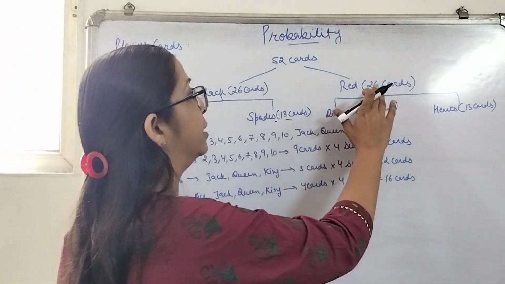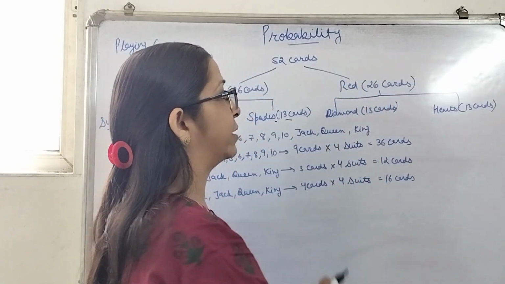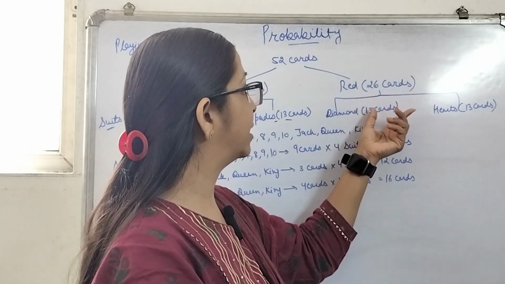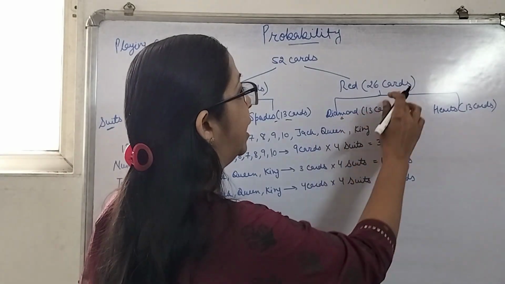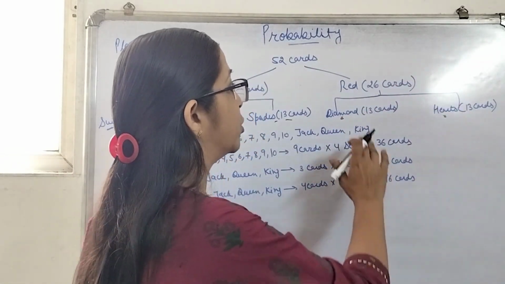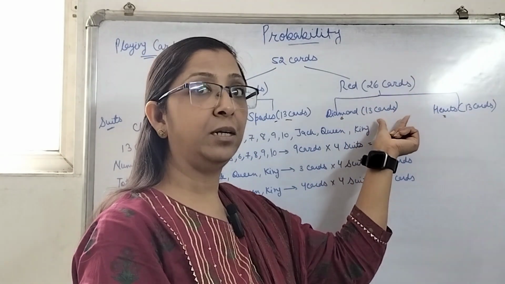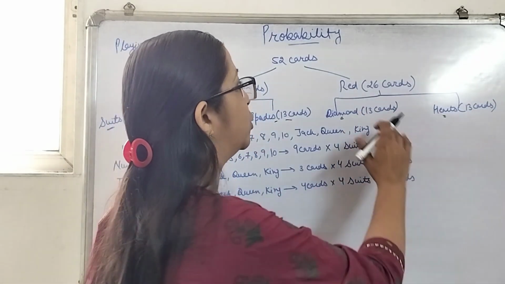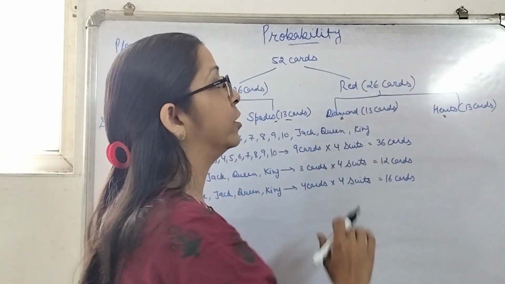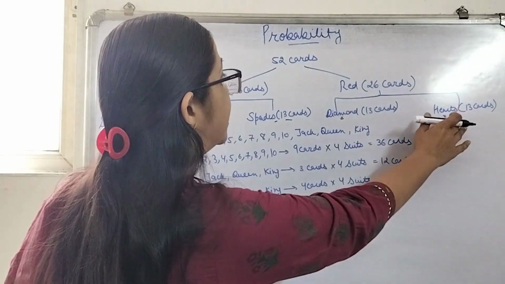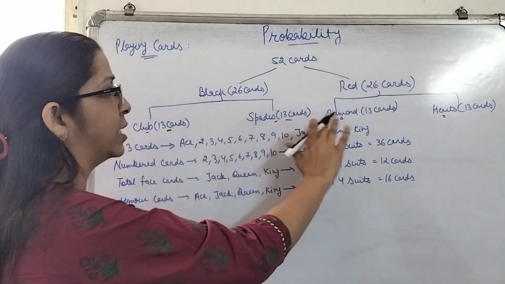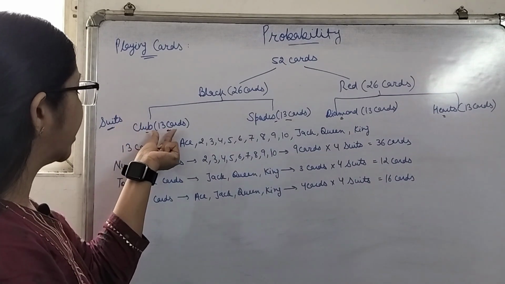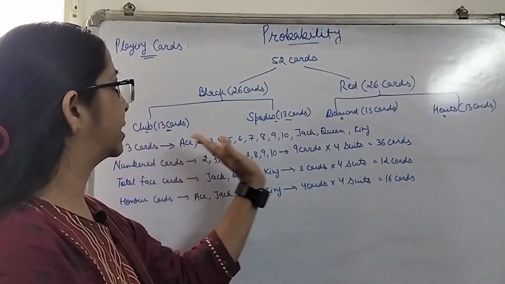Now similarly, for the 26 cards which are red, again there are two types of suits which are red in color. One is diamond and another one is hearts. So again there are 13 cards of diamond and 13 cards of hearts. Both are red in color. So the total number of red cards is 26. Now these 13 cards are common for all. So 13 cards is for every suit.